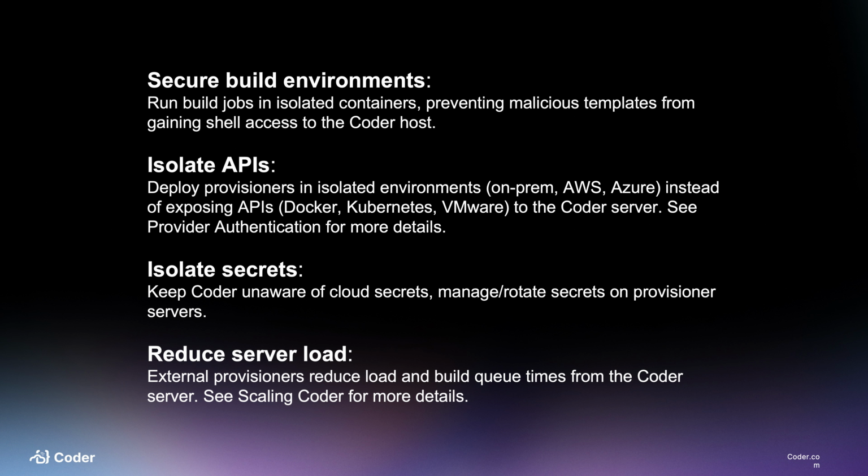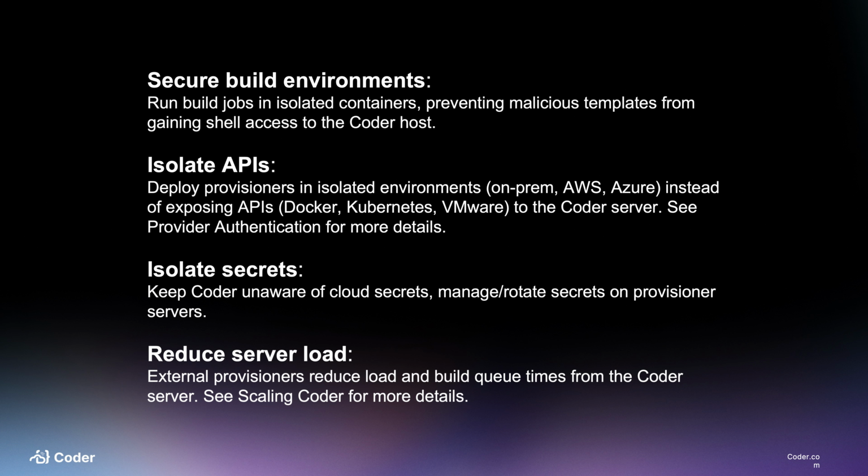So some of those advantages are secure build environments, meaning it essentially limits the attack area of a malicious template. For example, if they're running in an isolated environment, maybe another virtual machine. It's also a way to isolate different APIs. So in Atif's example where he had LXD, if the Coder server was running on a different machine than the LXD machine, he kind of had 2 options. One, he could expose the full LXD API to the internet or to some internal network that Coder could access. Or the second is to run an external provisioner on that LXD machine.